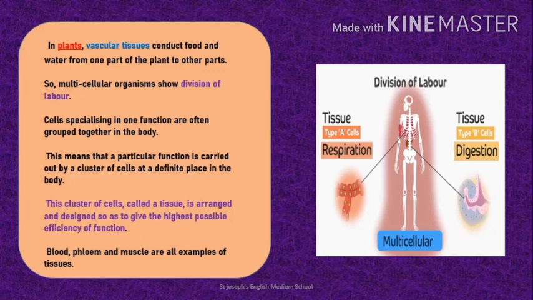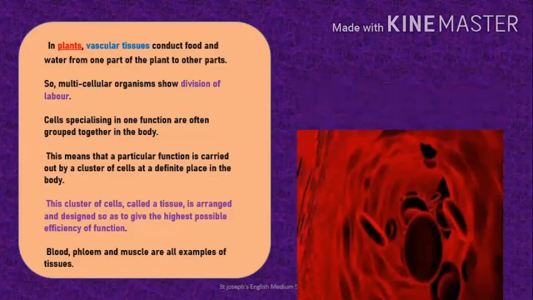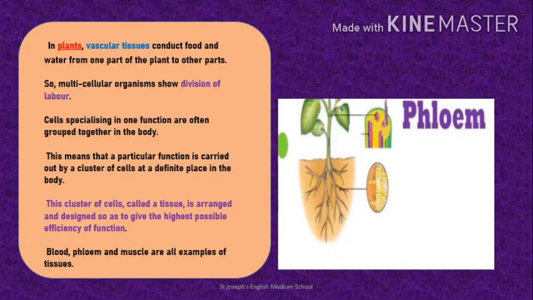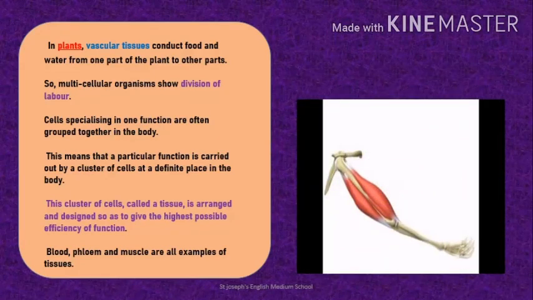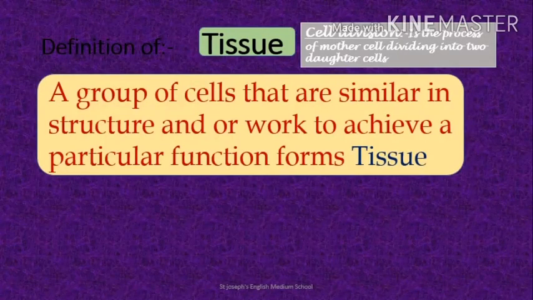So, examples like blood, phloem, and muscles are all examples of tissues. So let us now see tissues. Let us see the definition of a tissue. A tissue is a group of cells that are similar in structure and or work to achieve a particular function and forms the tissue.